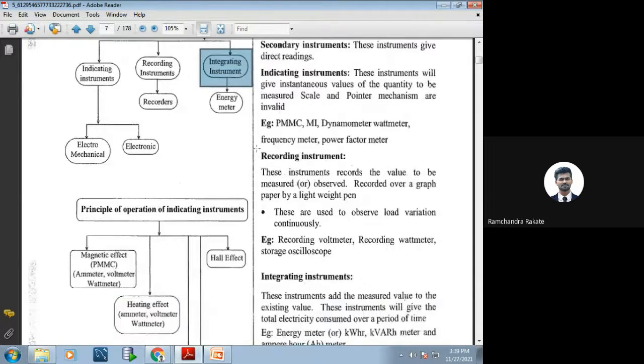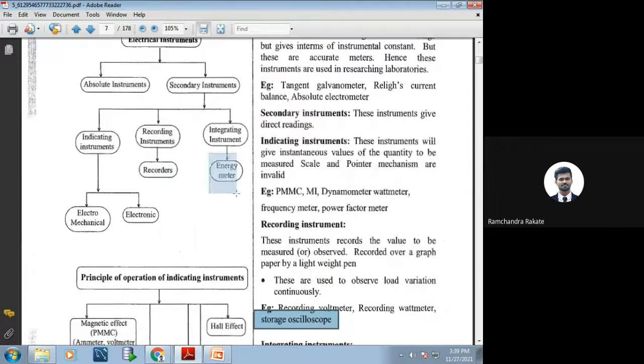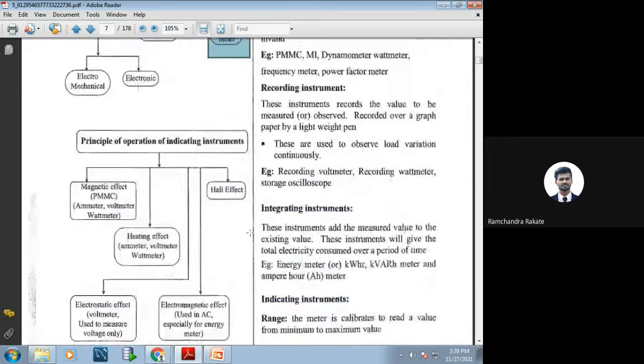So the recording instrument is what? It records the value. This is a basic thing. The types of recording instruments are recording voltmeter, wattmeter, and your oscilloscope is one of them. And the third one is the integrating instrument, which adds the measured value. So at the end you will get the total consumption.